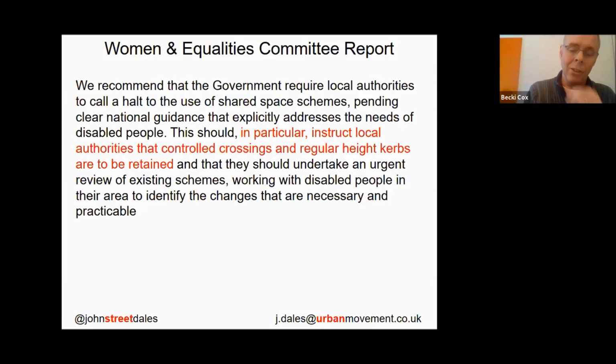And this is the issue. Forget shared space. We are talking about certainty of crossing and certainty of knowing when I'm moving from a safe space, the footway, to a dangerous space, the carriageway. If only we could focus on that, rather than talking about this thing called shared space, we'd be so much better off.